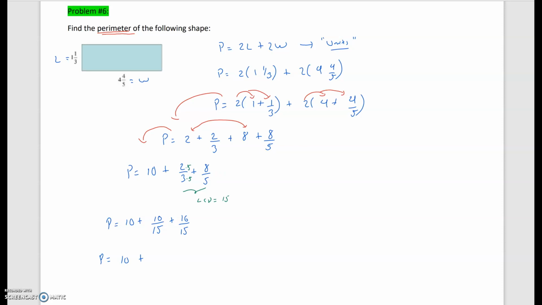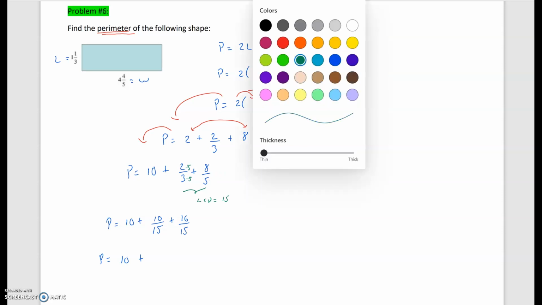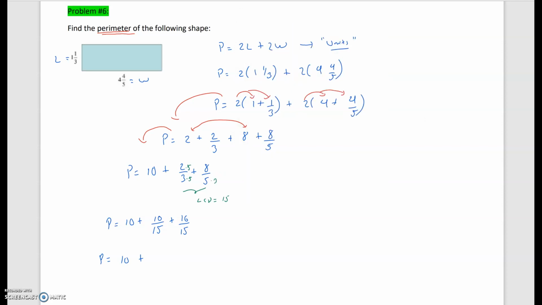actually wait, I have an error. This should be times 3. Since we need a 15, so it'll be times 3 and times 3. Okay, so that changes the top of this one. So this is going to be 24 15ths. Or in this case, 34 15ths. And let me check to make sure there's no other errors. So LCD is 15. Okay, we're good. And then what I'm going to do here is express this number as a mixed number.